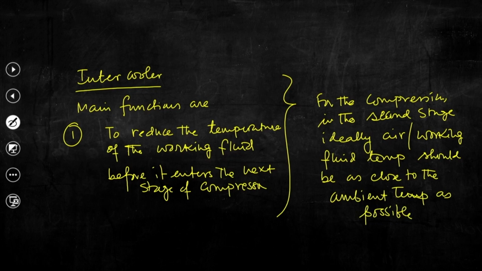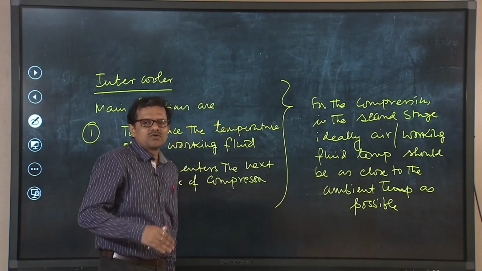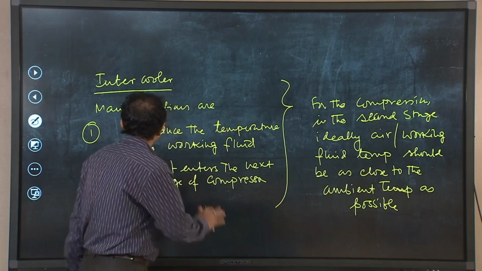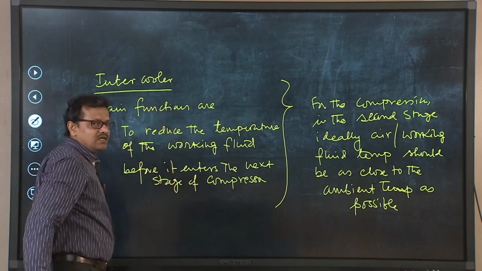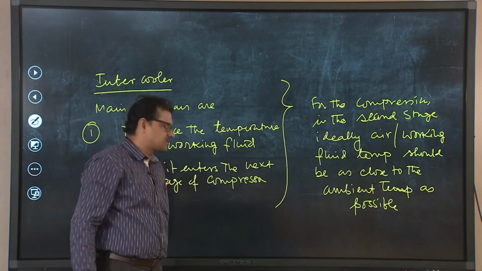It is very difficult to bring the temperature of the working fluid equal to the ambient temperature, but our objective should be to reduce the temperature of the working fluid before it enters the second stage of compression, closer to the ambient temperature. So, this is why intercooling or intercoolers are placed.